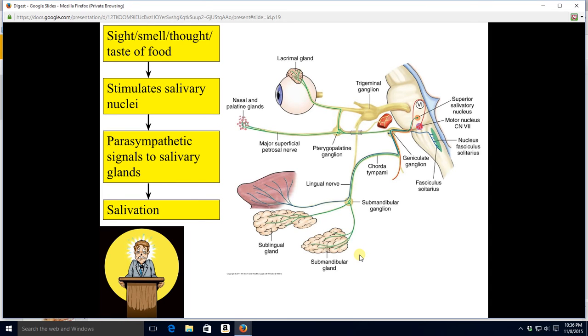Now, it makes sense that it is a parasympathetic pathway, because our nickname for our parasympathetic system is rest and digest. And of course, sympathetic nervous system activation is going to inhibit salivation. If you've ever been in a nervous situation and experienced a dry, cotton mouth sort of feeling, that's what's going on there.